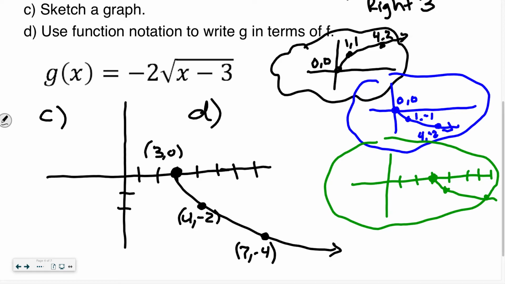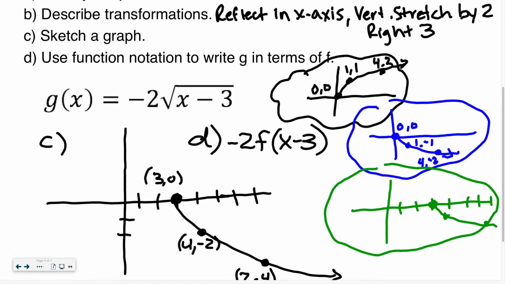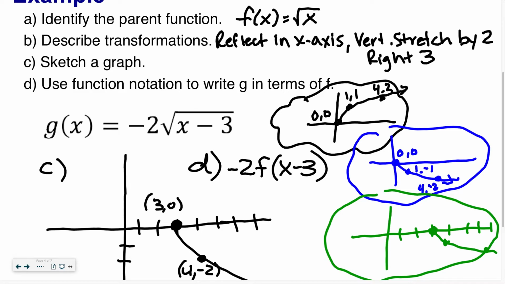So you really just want to take these transformations, like the negative 2, that's your reflection and your vertical stretch, and your x minus 3, that's your right 3, and put it into f of x. So that'll look like negative 2 f of x minus 3. That's function notation for your new function g of x. If I scroll back up to your parent function, if I write this down and then I tell you f of x is square root x, we know to apply those transformations to the square root function. But this is considered function notation.